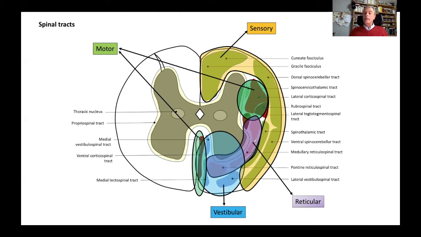Reticulospinal, they were located where? In the tegmentum and in a ventrolateral location. So now they remain in this position, in the white matter of the spinal cord. They remain in the lateral and ventral funiculus.